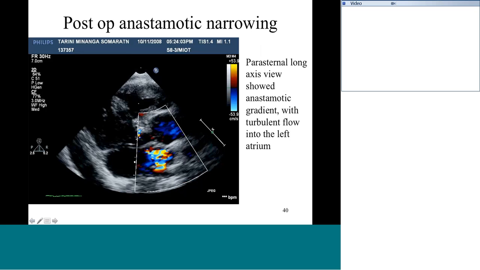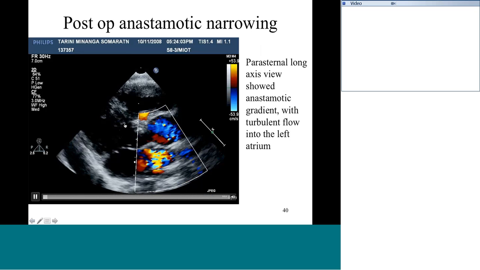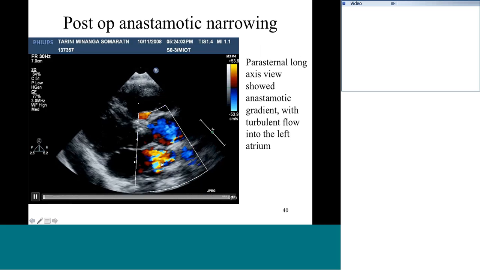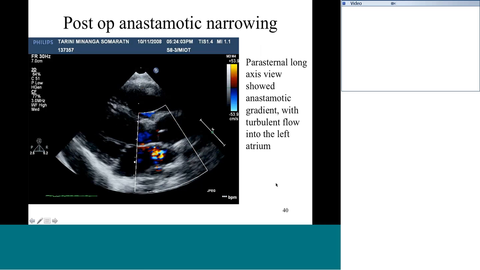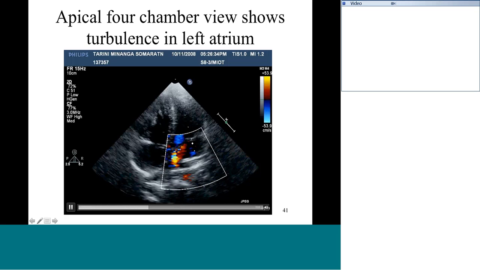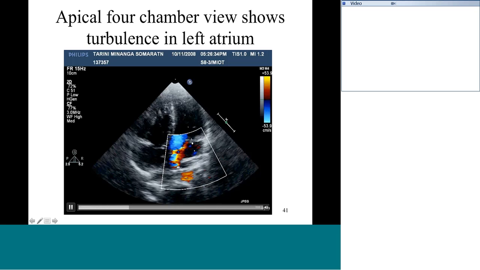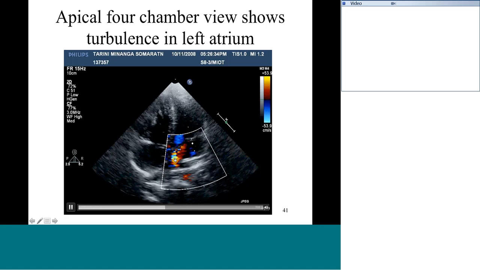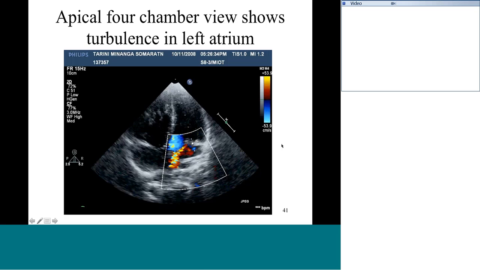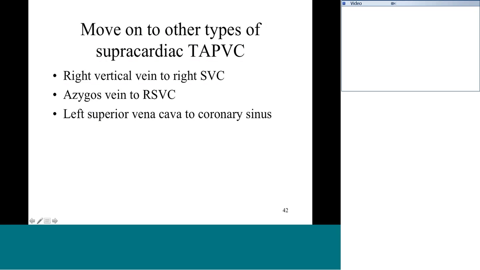So this is the parasternal long axis view: aorta, left ventricle, left atrium, common chamber, anastomosis site, and there is a continuous turbulence. So this is the apical four-chamber view. Right atrium, right ventricle, left atrium, left ventricle, common chamber to LA anastomosis, which is obstructed. So what is the effect? This is resulting in pulmonary hypertension. So the right ventricle is getting distended, the interventricular septum is bowing into the left ventricle. So this is secondary pulmonary hypertension due to pulmonary venous obstruction.